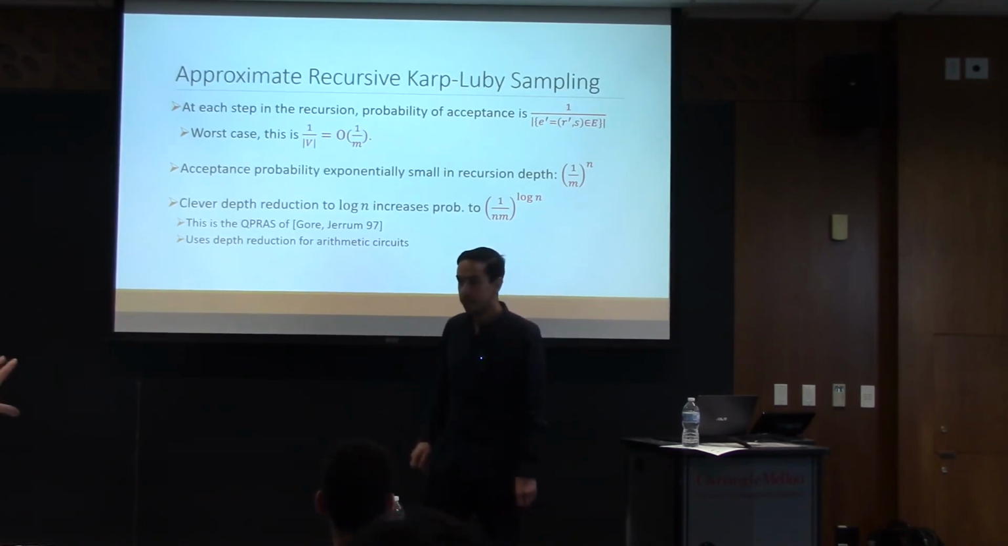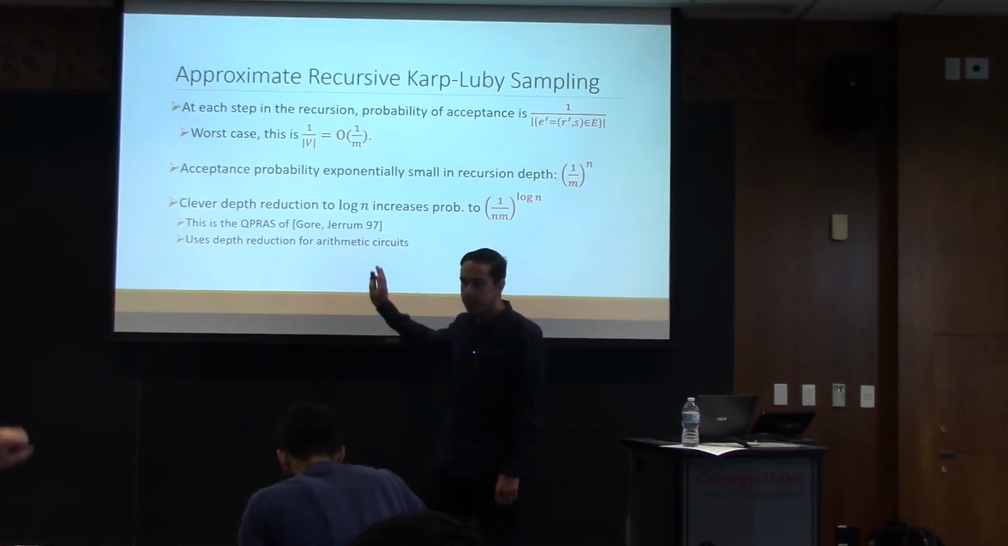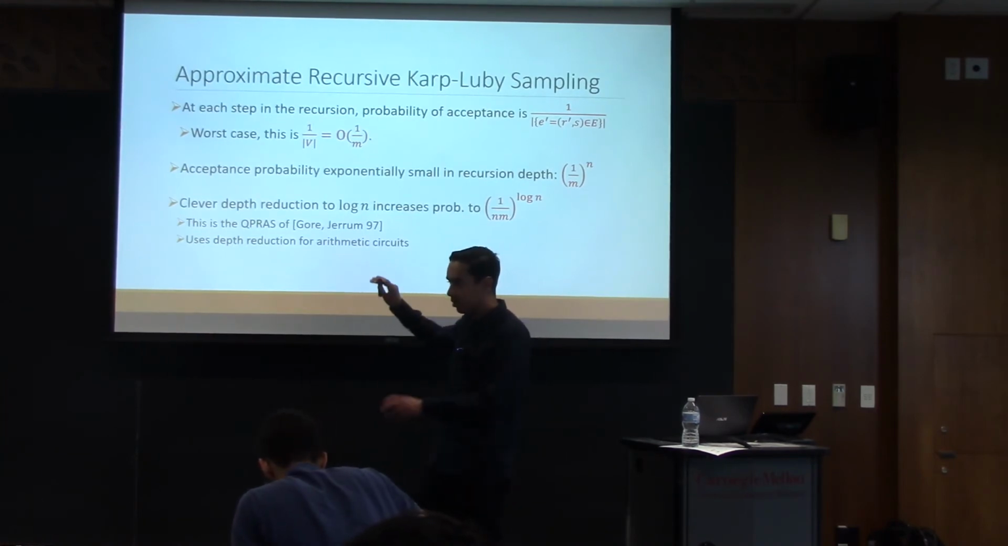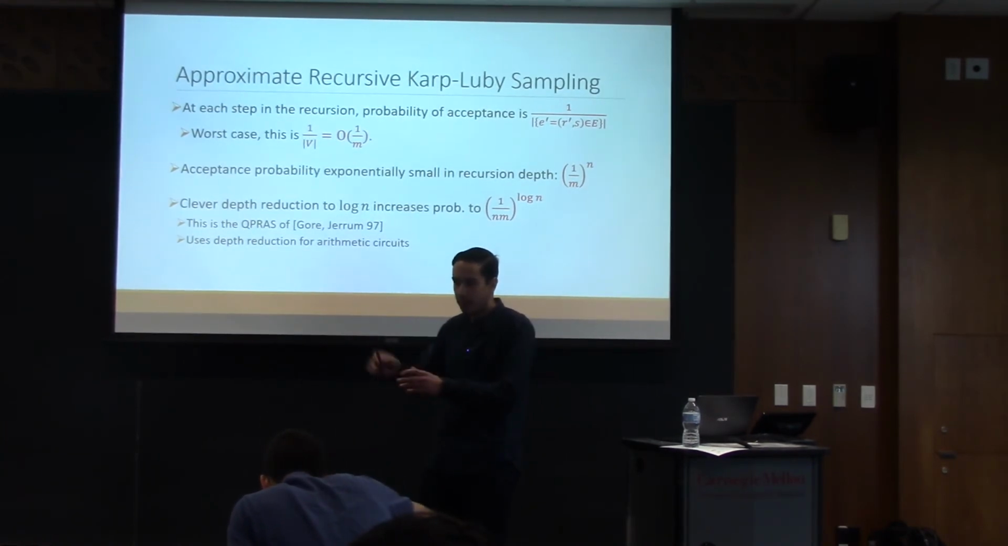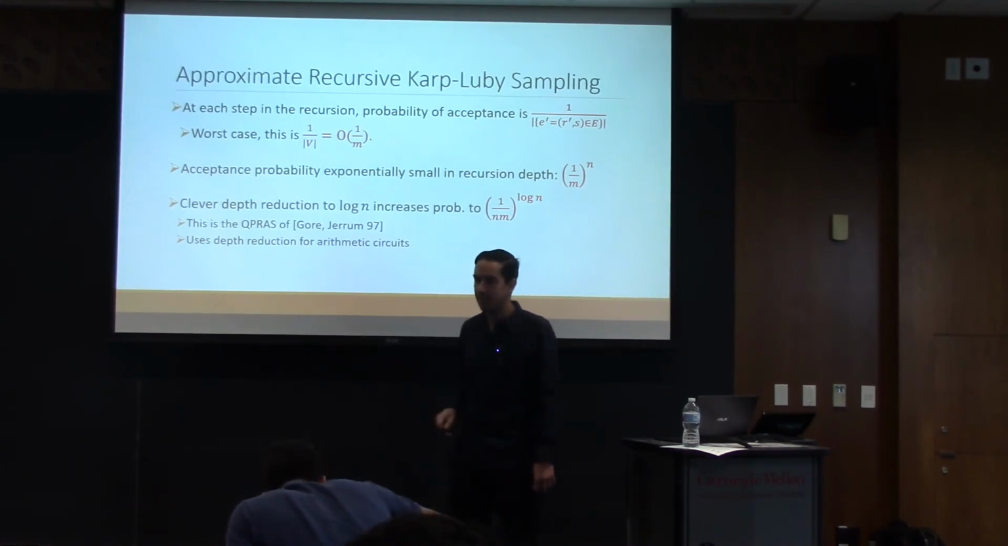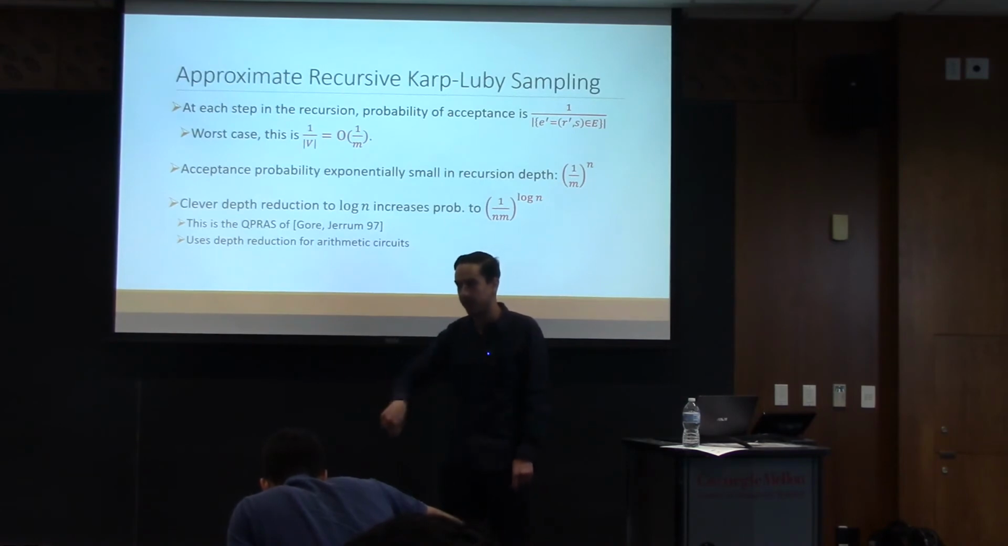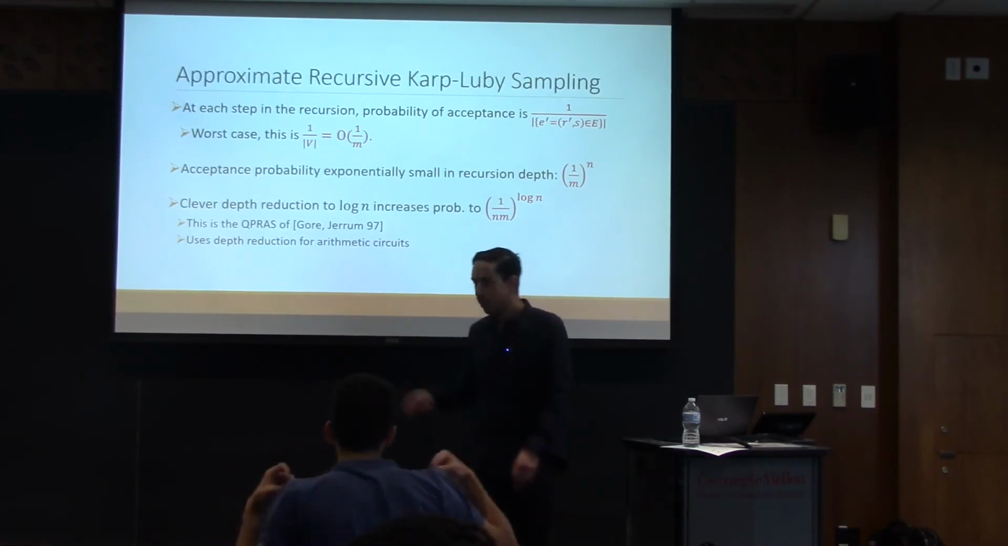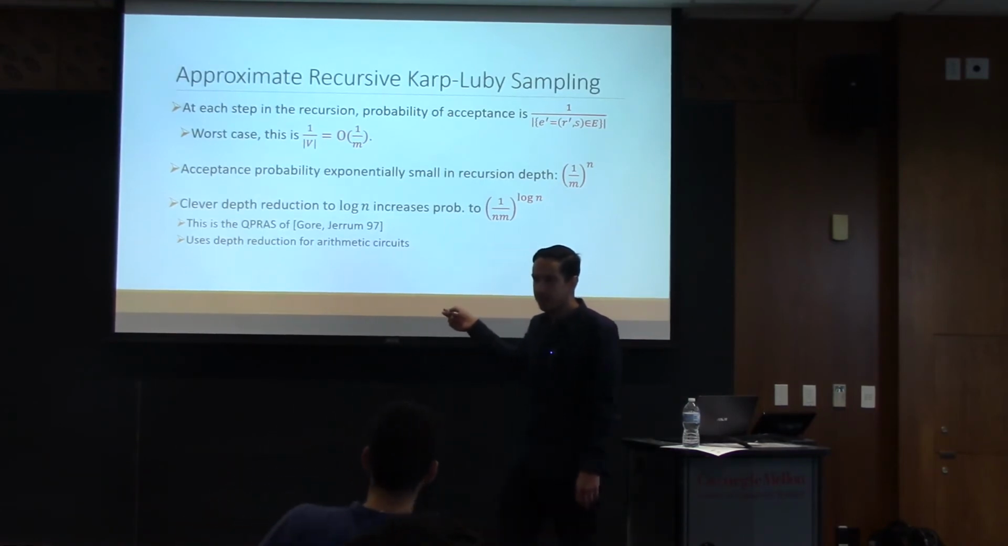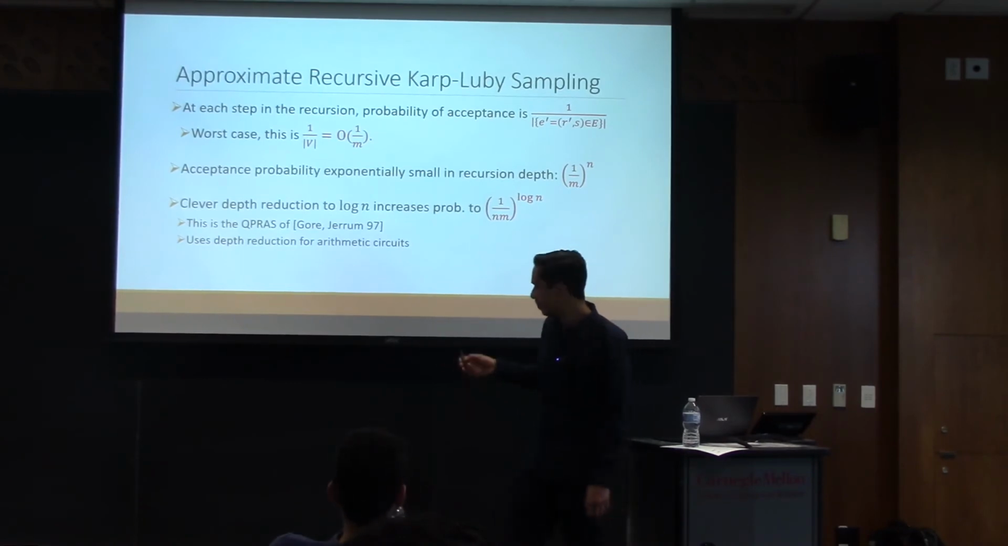Did that use the same framework you just showed? It uses exactly the same algorithm, but they first reduced the depth a little bit. So they did Karp-Luby sampling, this recursive thing, but then they showed that you can reduce the depth in a way that you don't recurse n times, you only recurse log n times. But the rejection probability at each step is like 1 over m times n, so it's quasi-polynomial and not polynomial.